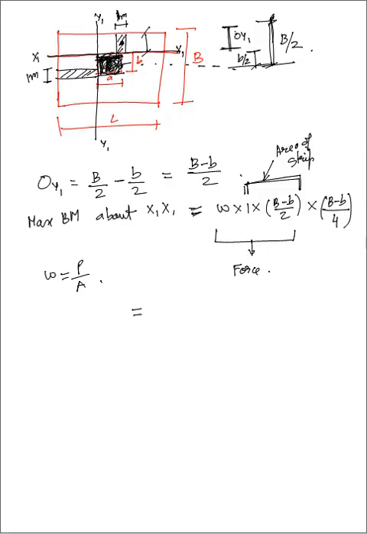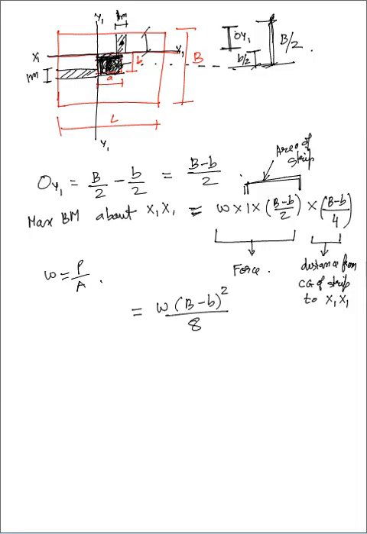Your maximum bending moment will be, just multiply, w (B minus b) whole square, because 2 times 2 is 4, into 4, that is 8. I hope you are getting it. So this is the force, and this is your distance. This particular distance is the CG distance from the CG of strip, which is your center, to the x1.